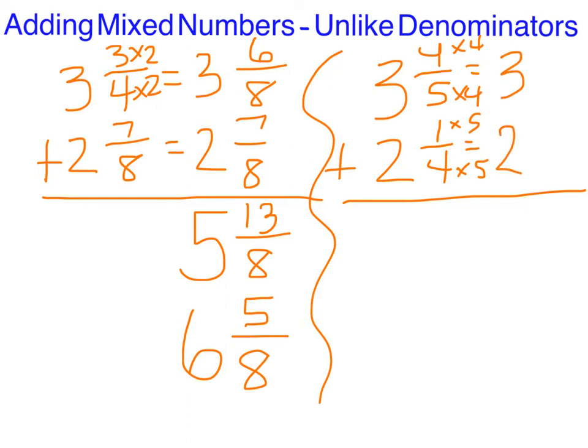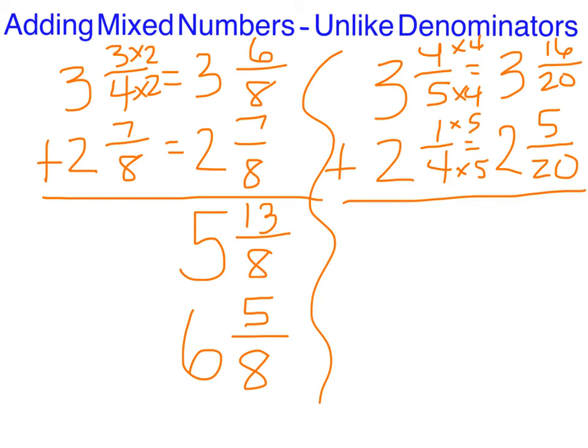3 and 2 carry over and stay the same, but 4 times 4 is 16, and I know that my common denominator is 20. Then on the bottom, I have 1/4, so 5 times 1 is 5, and 4 times 5 is 20. Now I have two fractions that I can actually add.